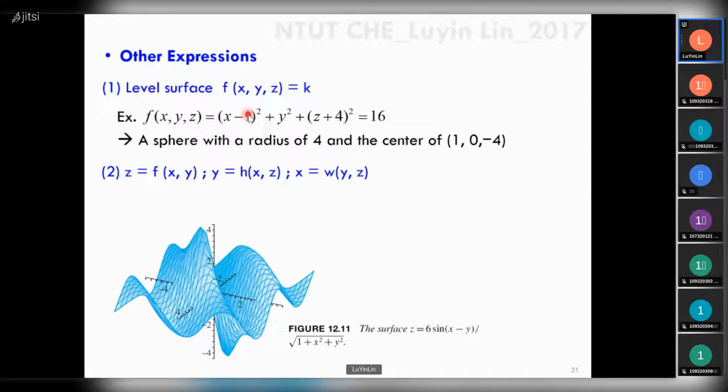The other expression is like this. You can write z equal to a function of x and y.